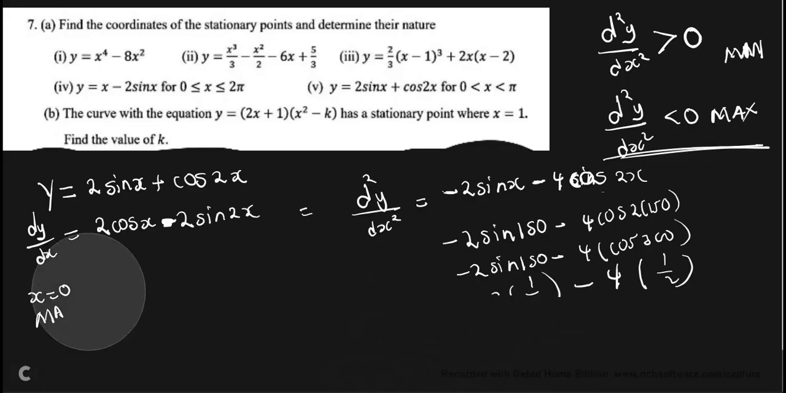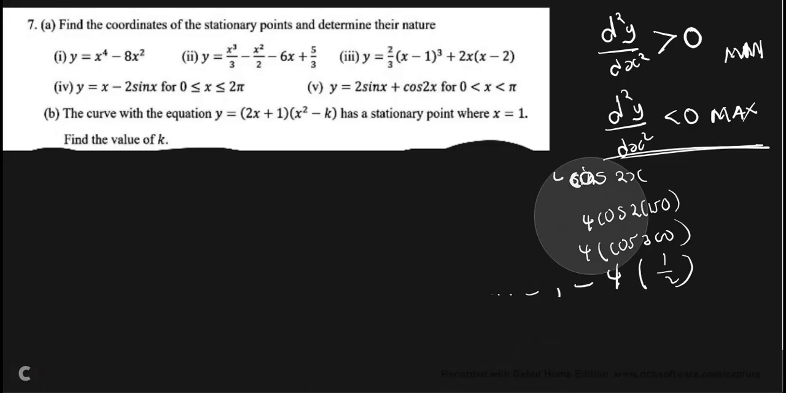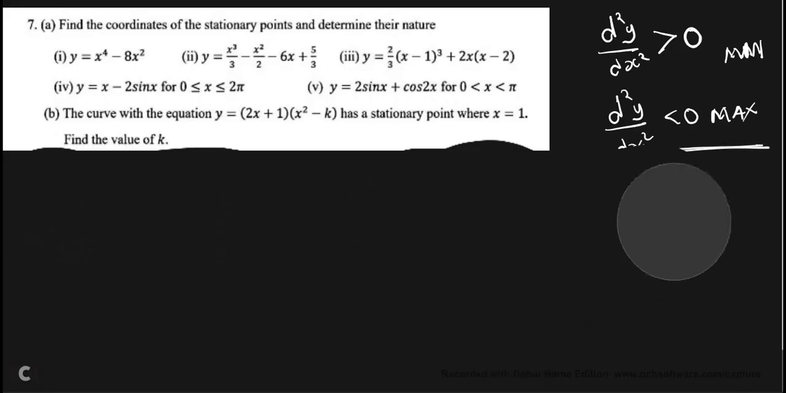So that's how you solve that question. Then let's go to B. On B, they're saying that the curve with the equation y equals that has a stationary point where x is equal to 1. Find the value of k, right?